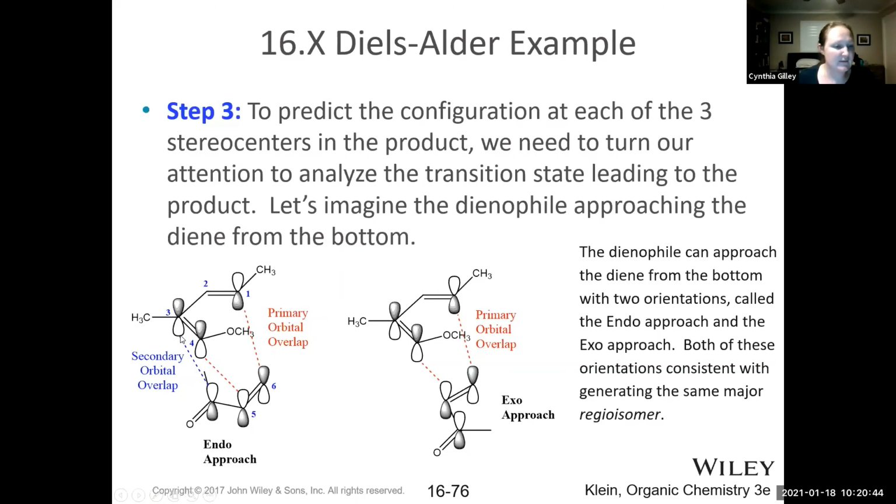So this is a favorable interaction, but because it doesn't lead to a new bond, we're just going to call this secondary orbital overlap. With the exo approach, this p orbital is too far apart from this p orbital, and there's no favorable pi interaction. So the exo approach is a little bit higher in energy in terms of its transition state. So it is not the favored approach of the molecules, relatively speaking.